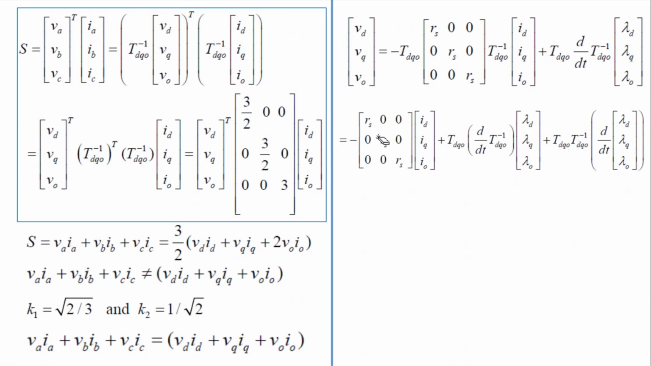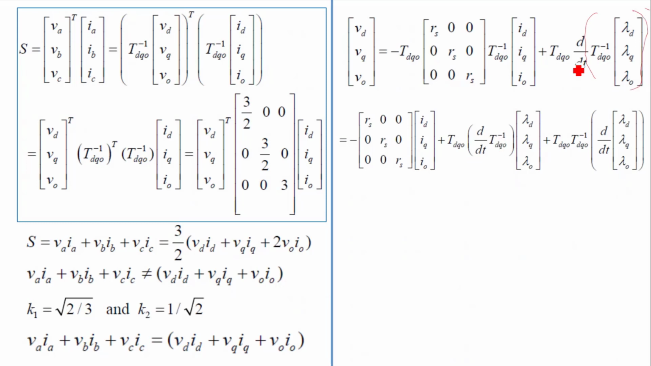So therefore, the identity matrix again multiplied with RS will give me RS into RS. Again the same matrix will come: the diagonal elements will be RS, RS, RS, and the off-diagonal elements will be 0, 0, 0. And it will be multiplied with ID, IQ, IO. And here, because we have a derivative term of this expression, the whole derivative of this expression.